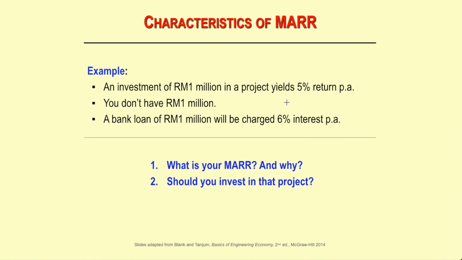Now the project offers a rate of return of 5% per annum, which is less than the cost of your capital, which is 6% per annum. The rate of return that is offered by the project is less than your MARR. So therefore, you should not invest in the project. The project is not economically justifiable.